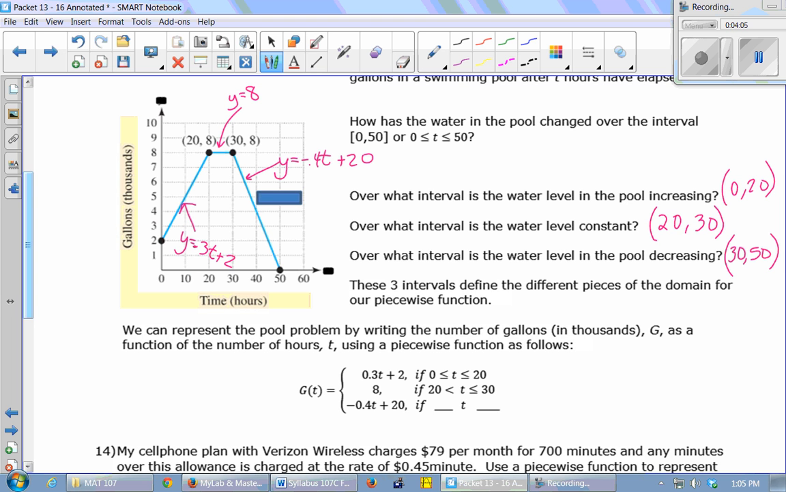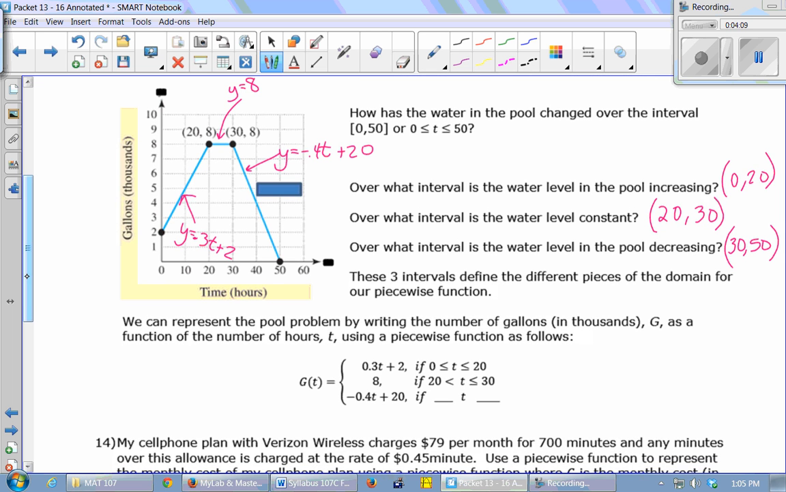Each of those lines has a different formula, and the notation we use for a piecewise function is we write G of t, right? Capital G is representing the number of gallons in the tank at time t, and you put one big curly bracket after the equals sign, and then you list the three different formulas: 0.3t plus 2, 8, and negative 0.4t plus 20. So we write down those three different formulas for the three different pieces.